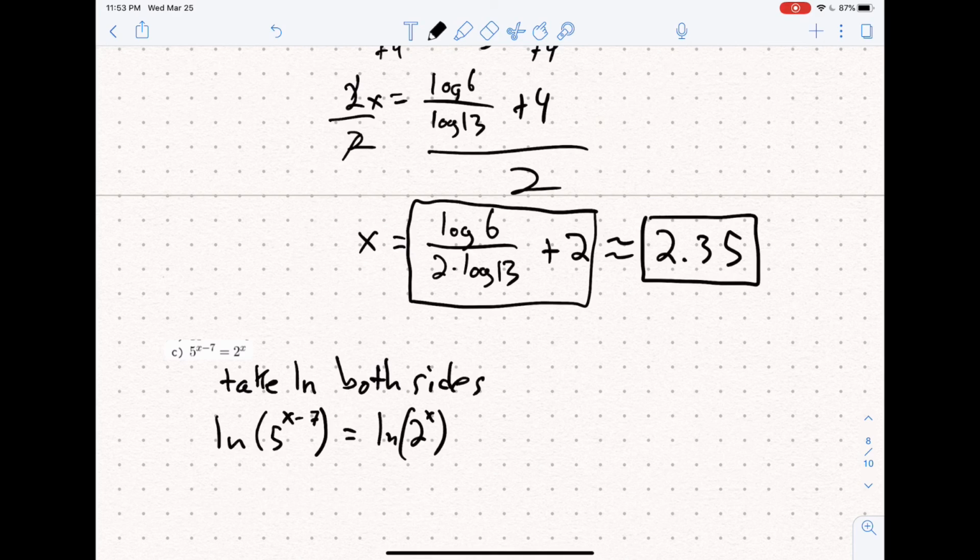And what we're going to do now is use the rule that allows us to move this exponent into the front and do the same thing on the other side. On the right-hand side, we can use the rule that moves this exponent into the front as well. So on the left, we're going to have x minus 7 times the natural log of 5. On the right, we're going to have x times the natural log of 2.